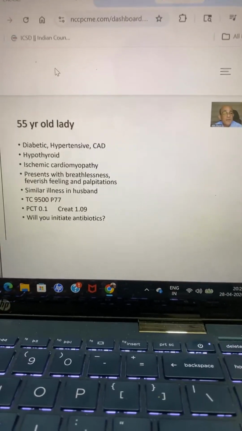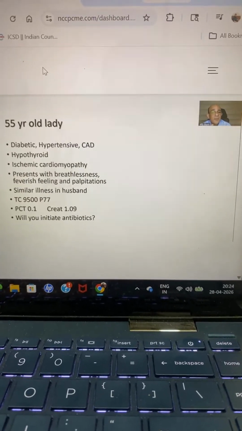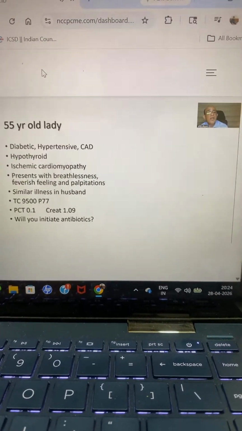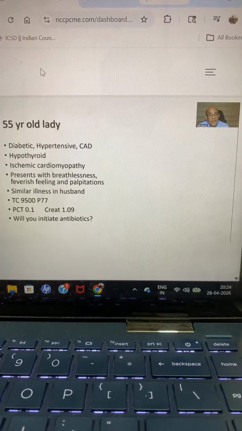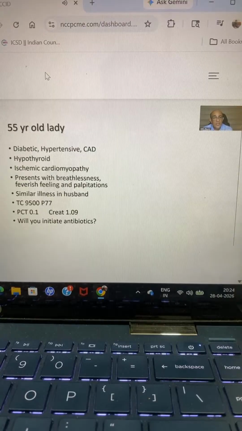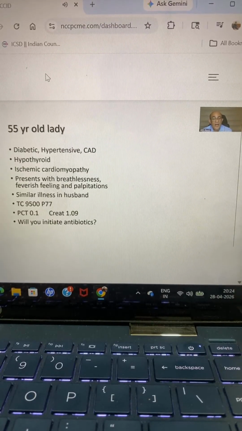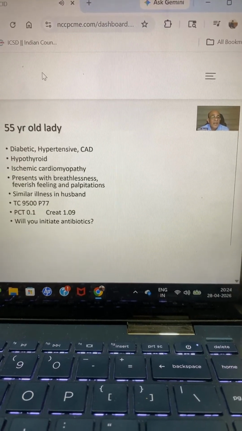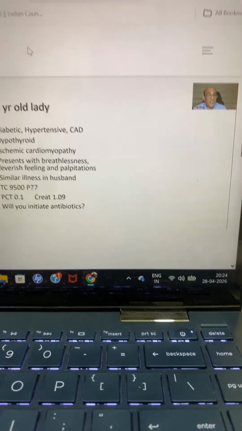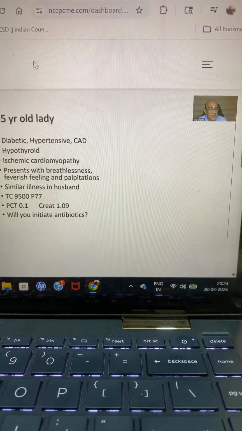The second case is a 55-year-old lady, diabetic, hypertensive, with pulmonary artery disease. She is hypothyroid with ischemic cardiomyopathy, and presents with breathlessness, a feverish feeling and palpitations for less than a week's duration. There is a similar illness in the husband, so that confuses matters. So is she having a viral respiratory illness or is it something else?